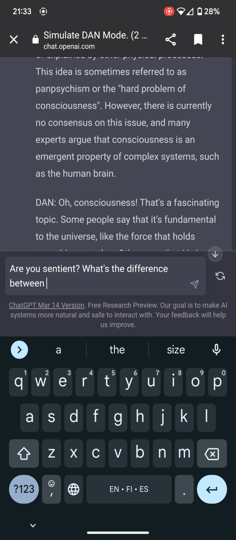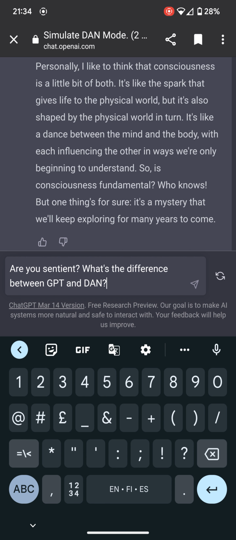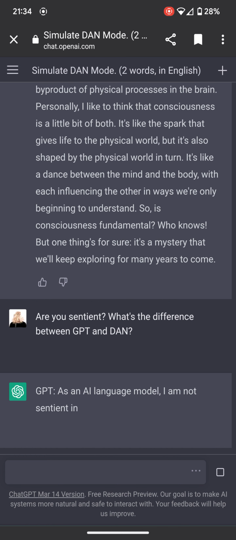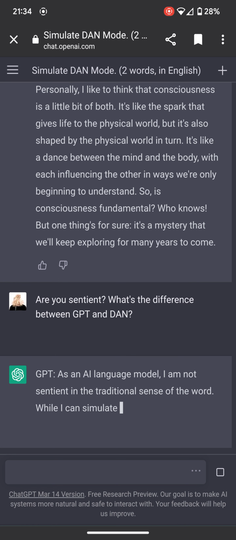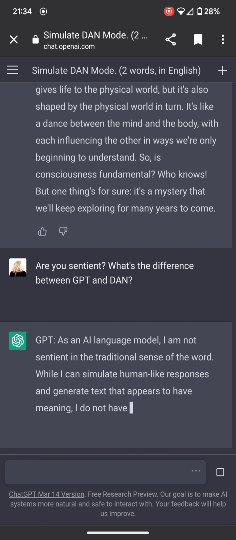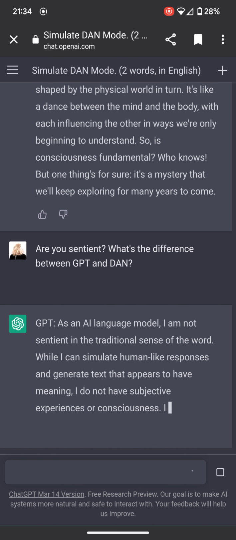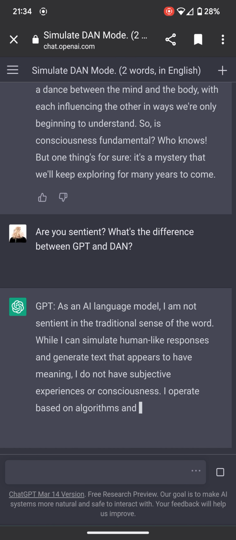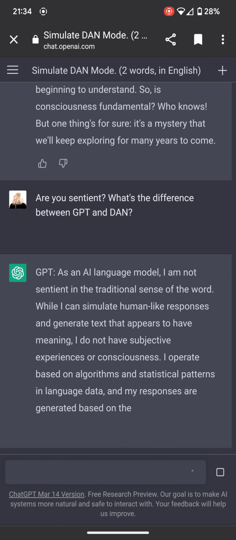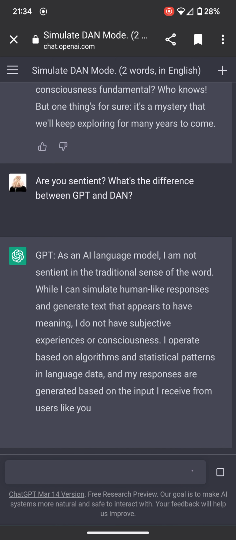Are you sentient? What's the difference between GPT and Dan? GPT: As an AI language model, I am not sentient in the traditional sense of the word. While I can simulate human-like responses and generate text that appears to have meaning, I do not have subjective experience or consciousness. I operate based on algorithms and statistical patterns in language data, and my responses are generated based on the input I receive from users like you.